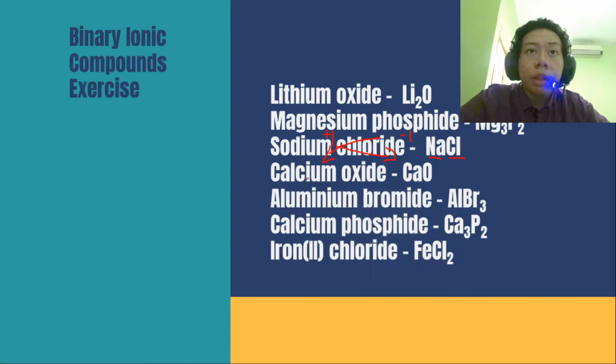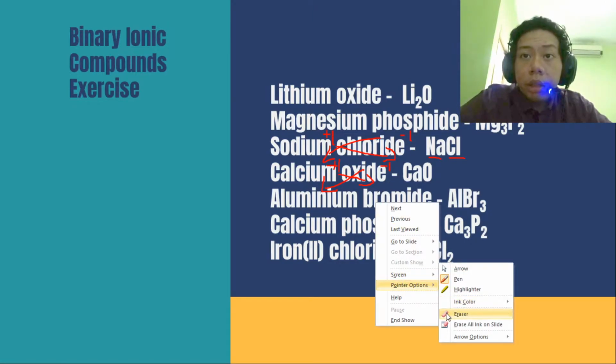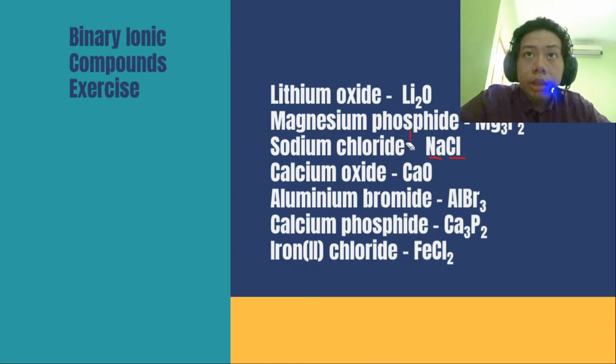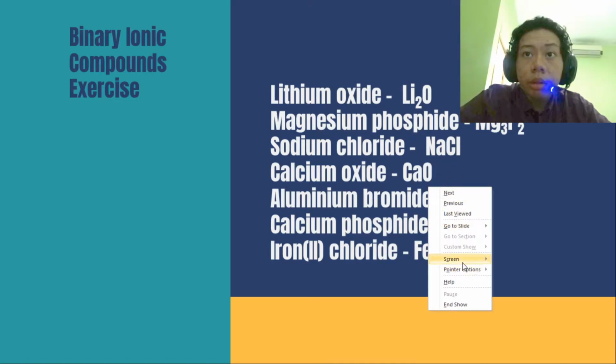Okay, next one, calcium oxide. It's the same as this. This has positive 2 net charge and this has negative 2. Use the crisscross method again. We got CaO, Ca1O1. Don't need to write the 1. Okay, let me erase this part.